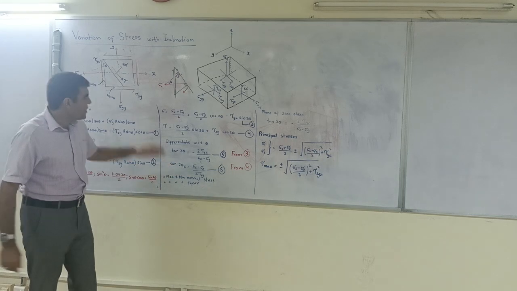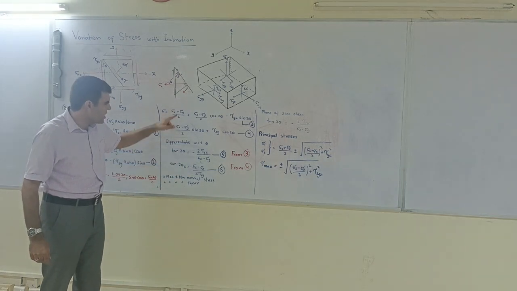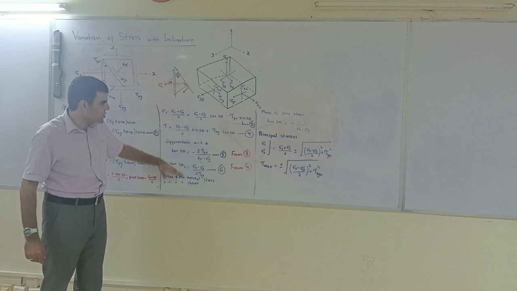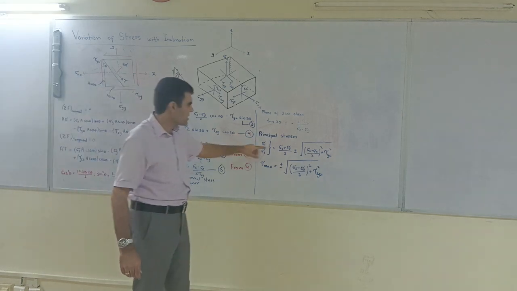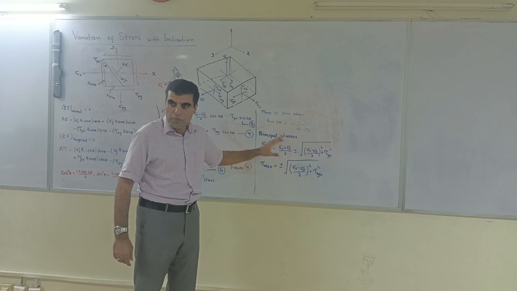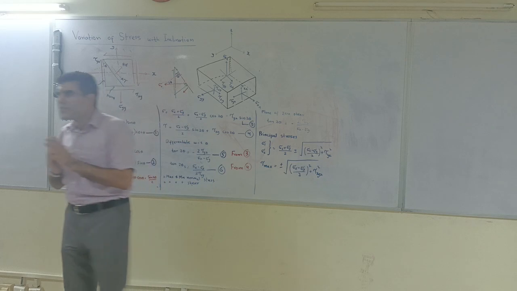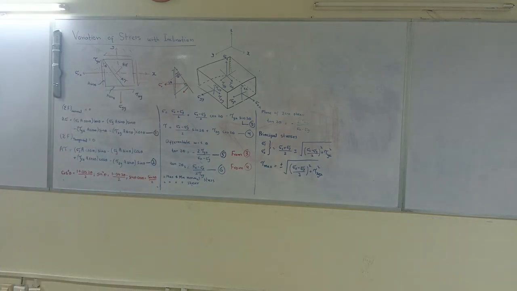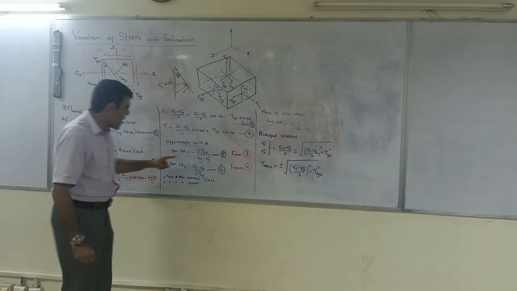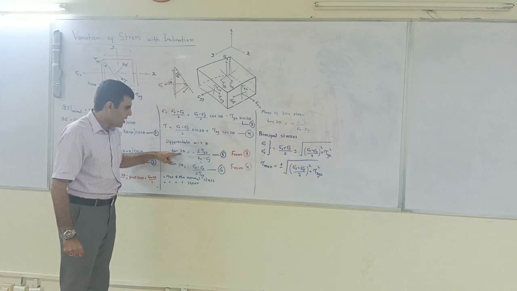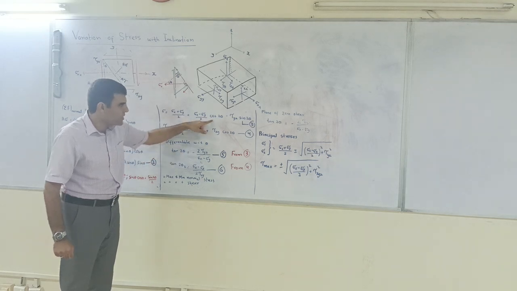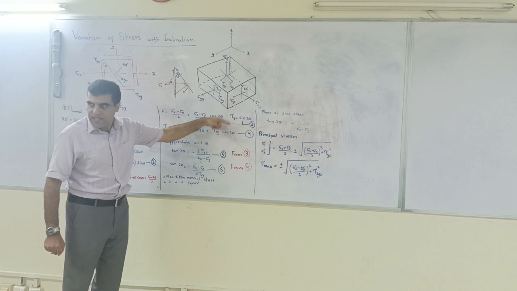Now it's straightforward. You just plug these values into this equation and you will get the principal stresses. What is called principal stresses? What is a principal stress? A principal stress is that stress where your shear stress is 0. So once you work out this equation and plug it back over here, you will see that your tau yx goes to 0.